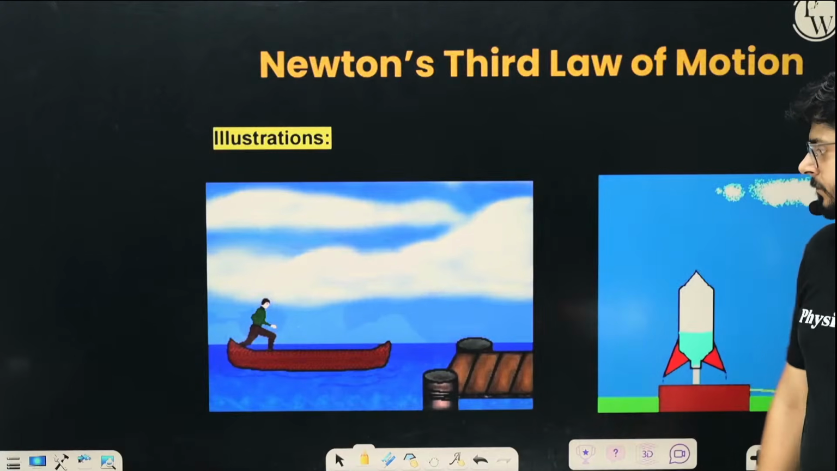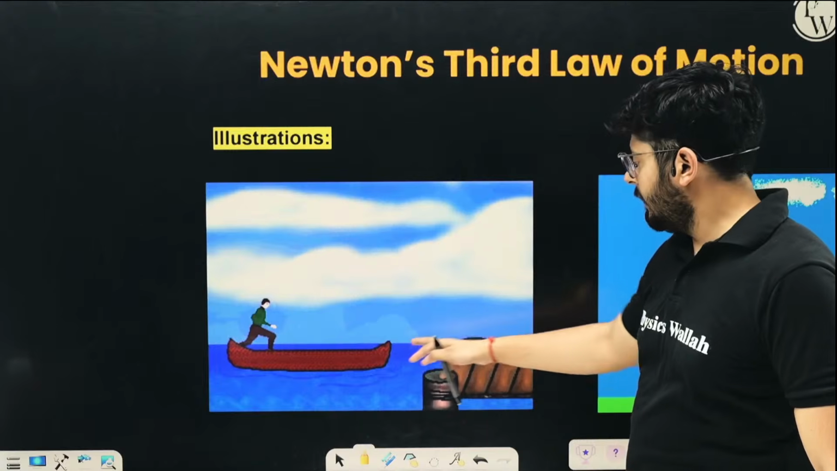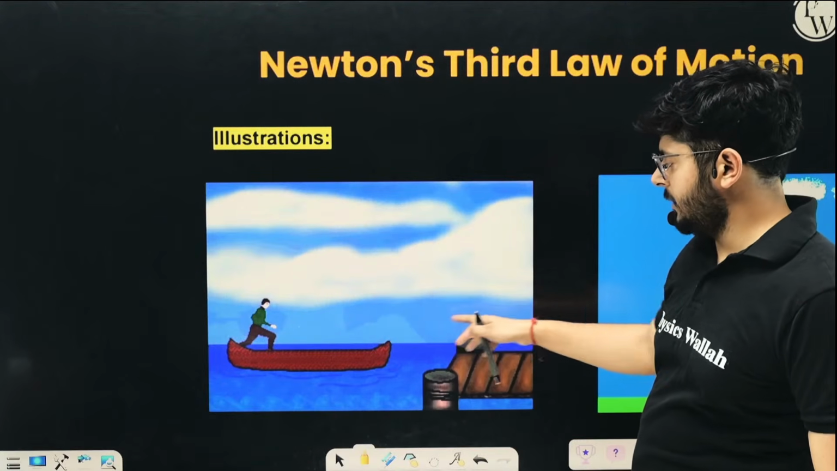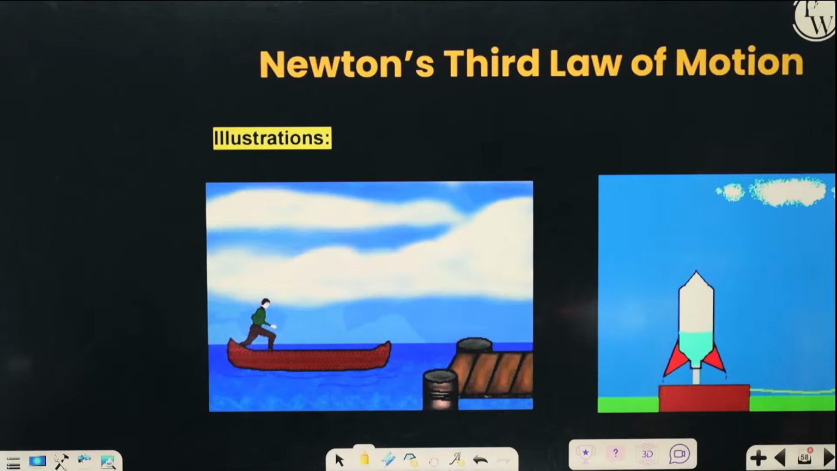So here you can see that when this guy is going to jump off the boat, the guy will move in the forward direction, but the boat itself will move in the backward direction. Here you can see the rocket, a classic example. So this is the water rocket. So what is really happening? The water is coming down, giving the thrust in the downward direction. And as a result, the rocket itself is being pushed forward, right?